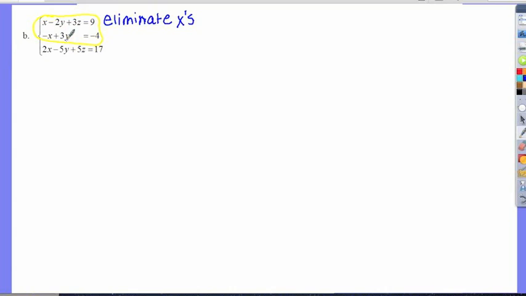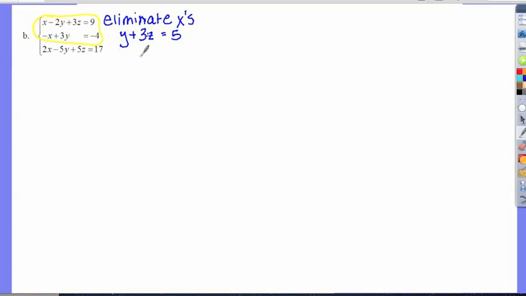And if I add the y's together here, that's going to give me 1y. And if I add my z's together, that's a 0z right there. So 3z plus 0z is going to give you 3z. And then 9 plus negative 4 is 5. So by adding equation 1 and equation 2 together, I got y plus 3z equals 5. And the x's are gone.